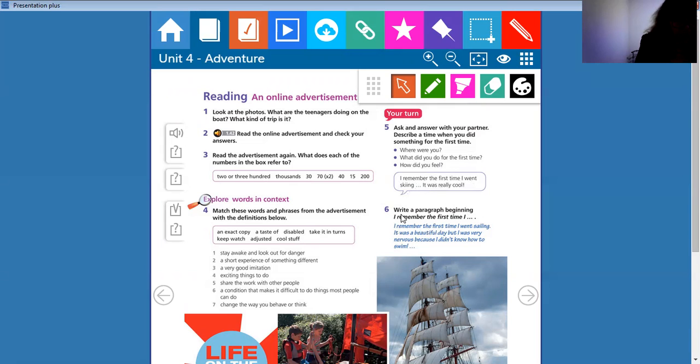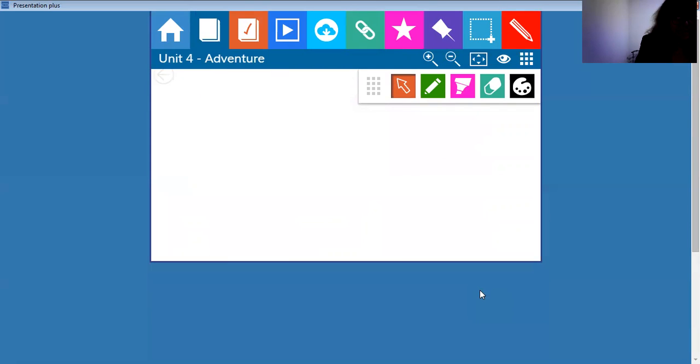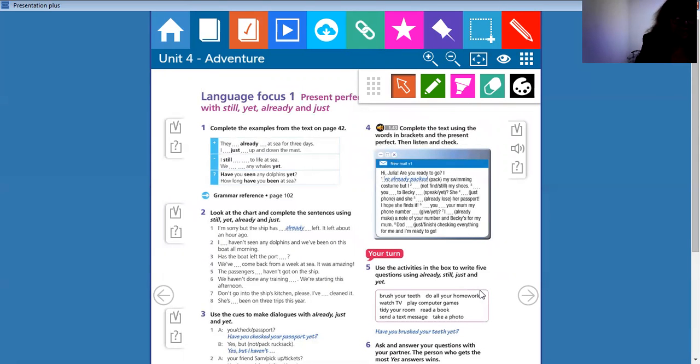Exercise 6. Write a paragraph. Beginning, I remember the first time. You have to begin with this expression. I remember the first time I went sailing. It was a beautiful day, but I was very nervous because I didn't know how to swim. Wow. Now the next.